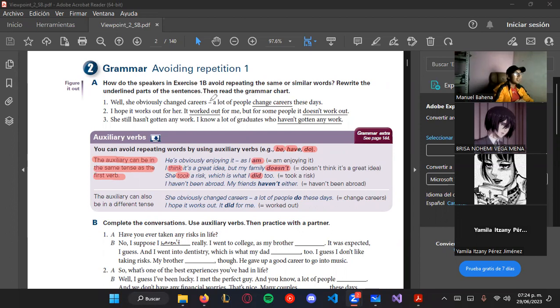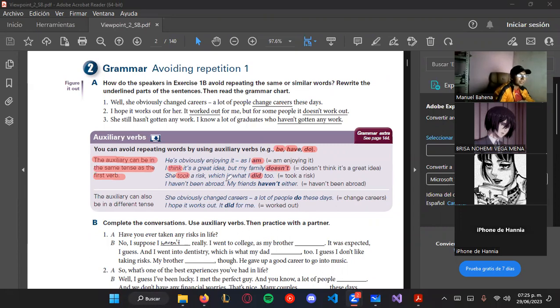Correct. And finally, Hania. I haven't been abroad. My friend haven't. Ay, no veo. Either? ¿Cómo se pronuncia? Yes, either. You can also pronounce it as either. It's the same. Es lo mismo. Because one is in British, the other one American pronunciation. That's it. But it's the same.